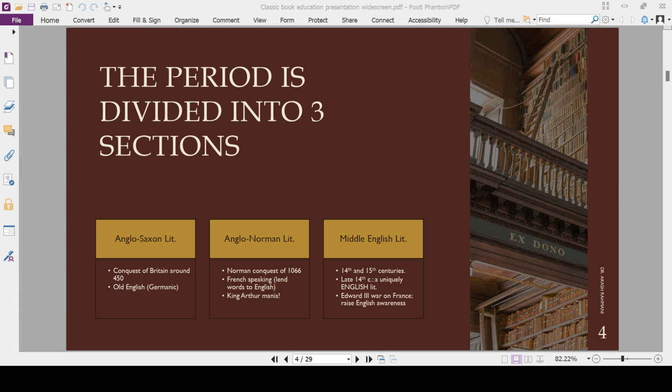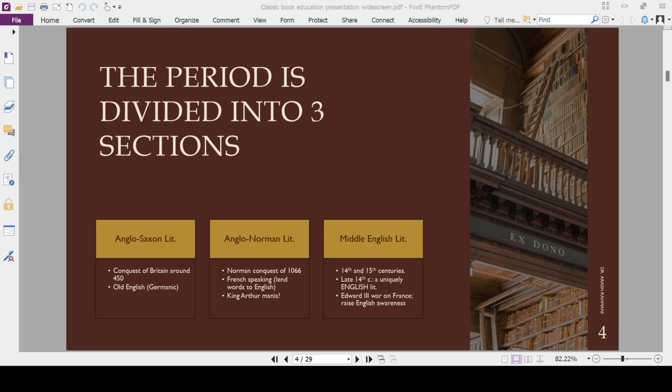It's also important to note that a very important facet of this era is the prevalence of romances, particularly those centered around King Arthur, thus giving rise to what is colloquially known as the King Arthur mania. So most of the King Arthur romances that we have originated in this Anglo-Norman period. And the culmination of this temporal continuum, which expands for 800 years, is what we call the Middle English period, and of course its corresponding literature.